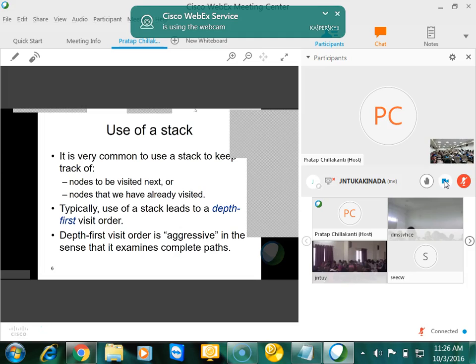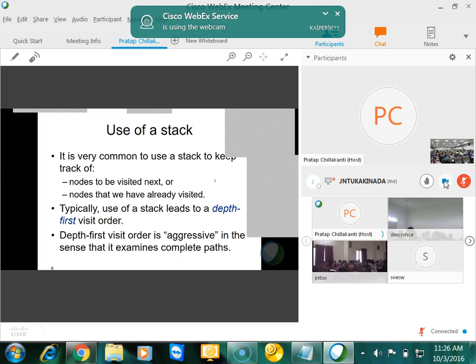We also said that we use either a stack or a priority queue. In the case of depth first search, we said that we can use the stack, and when we use the stack, we can keep track of nodes that are to be visited next or nodes that we have already visited. In the case of depth first, we call it aggressive because it examines the complete path, meaning it goes until it either reaches the solution or it reaches a dead end where it has to backtrack.